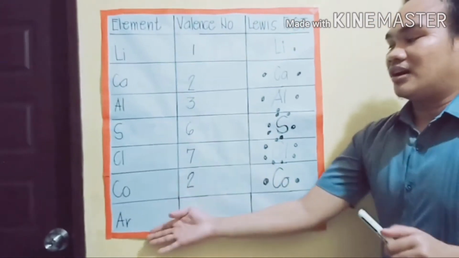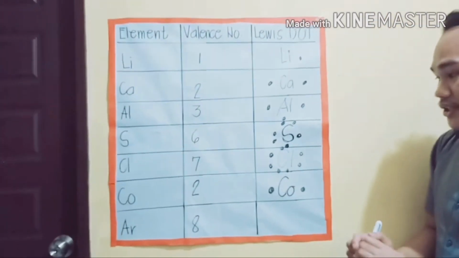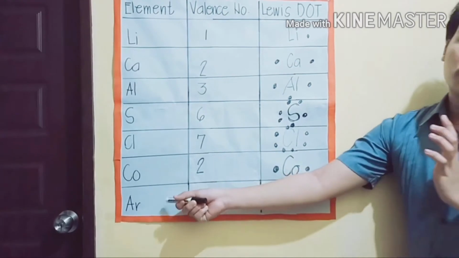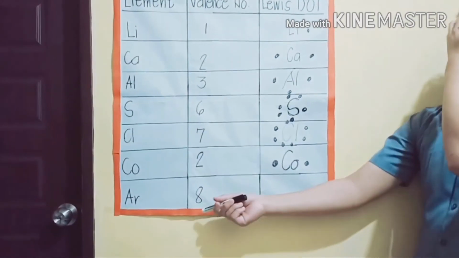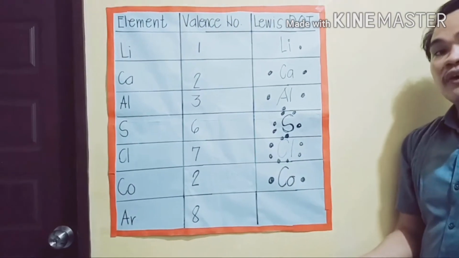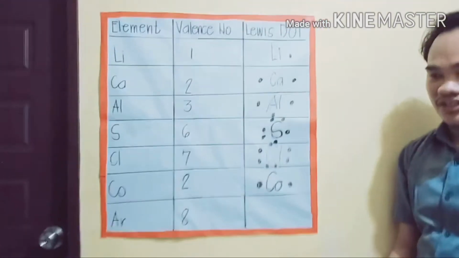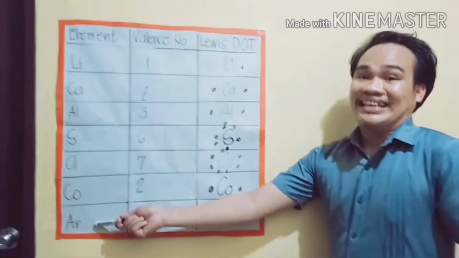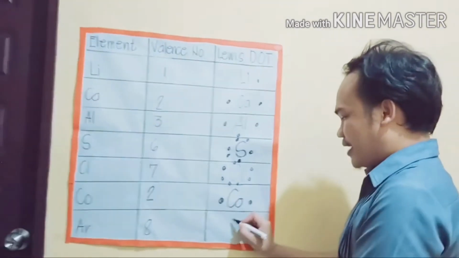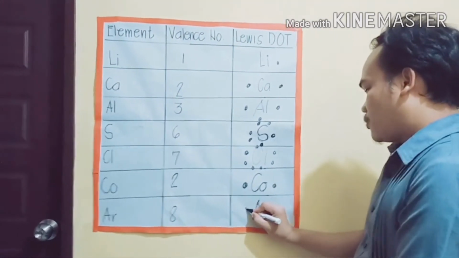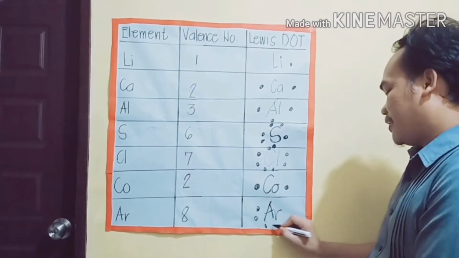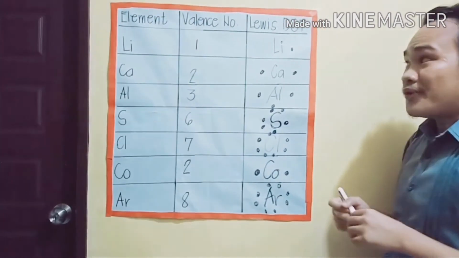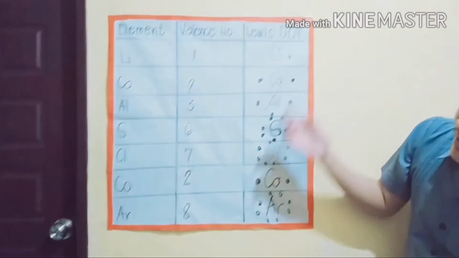Okay, last one, we have argon. Argon has 8 valence electrons because it belongs to the noble gases group, which have a stable number of valence electrons. They have 8 valence electrons, so it is an inert or inactive element. So we have argon: 1, 2, 3, 4, 5, 6, 7, 8. So we're done with our 7 examples.